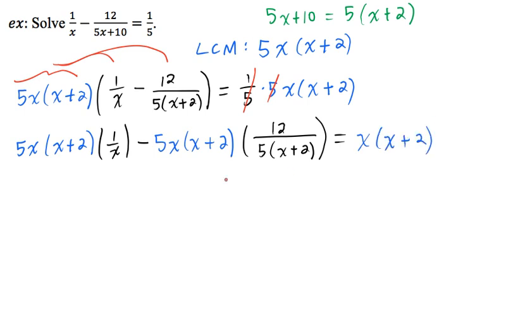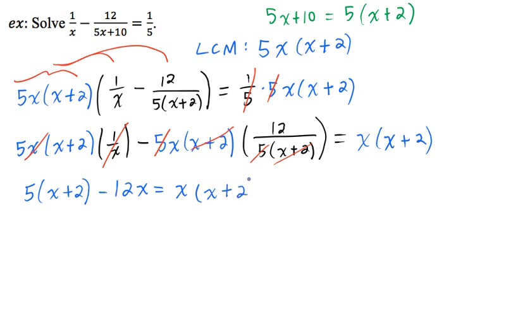Okay, if we did it correctly, all the denominators will cancel. So here we have an x times 1 over x, so those cancel. The 5 cancels with the 1/5, and the x plus 2 and the x plus 2 all cancel. So over here we're left with 5 times x plus 2. Then in the second term we're left with an x and the 12, so I'm going to write it as minus 12x. And then on the right side we still have x times x plus 2. So what we've now done is we've converted this rational equation into a quadratic equation. I know it's quadratic because right here, when I distribute that x, I'm going to get an x squared.